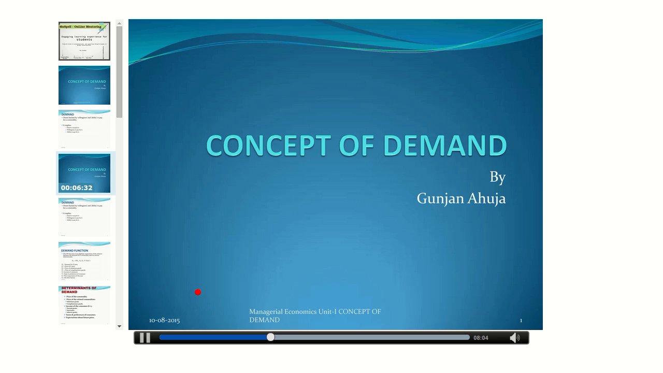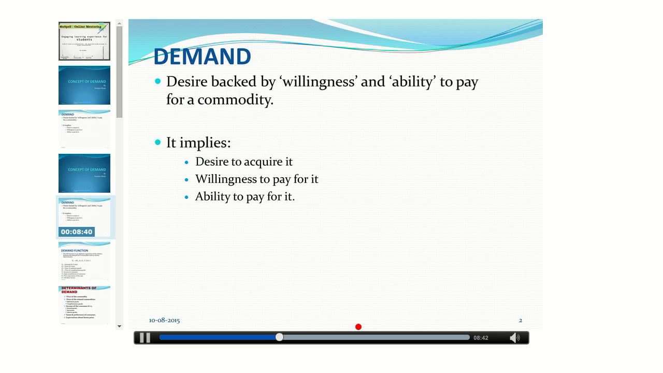And today my topic is the concept of demand. Demand is a very common word and everybody understands the meaning. So in simple words, I can say demand is basically a thing whenever we want something for our satisfaction, for our fulfillment, that is called a demand. Let's discuss in brief the definition and the meaning of demand.